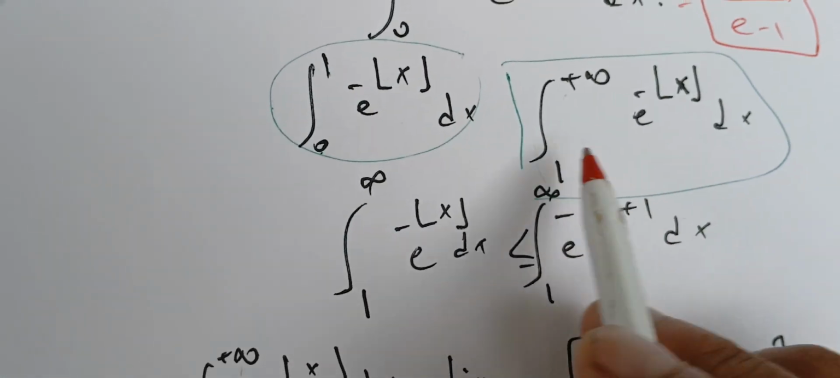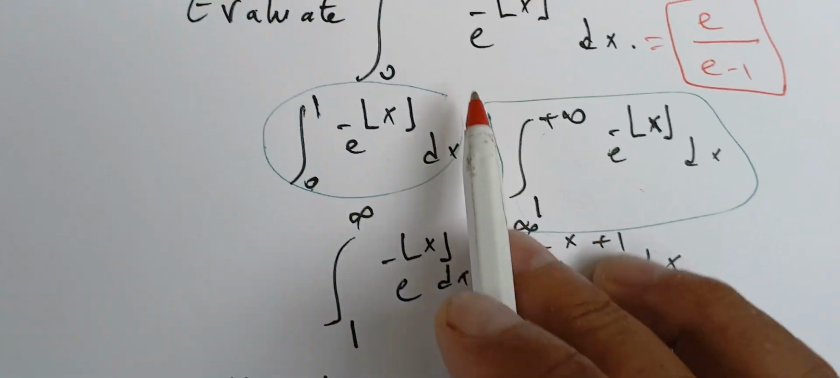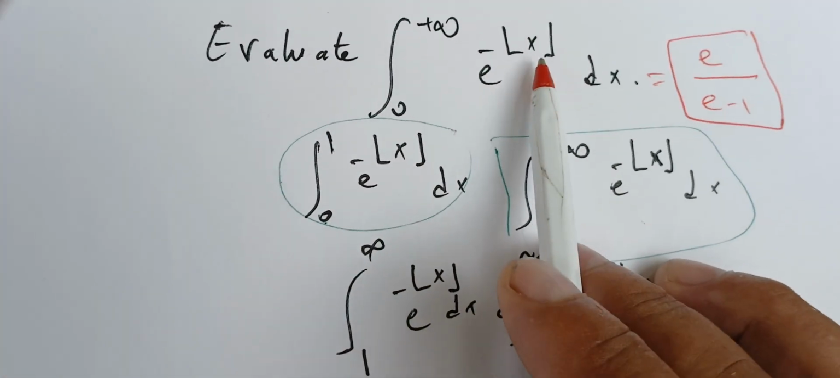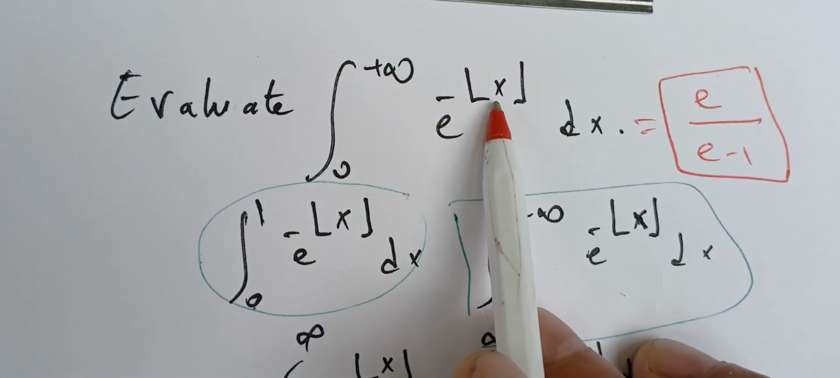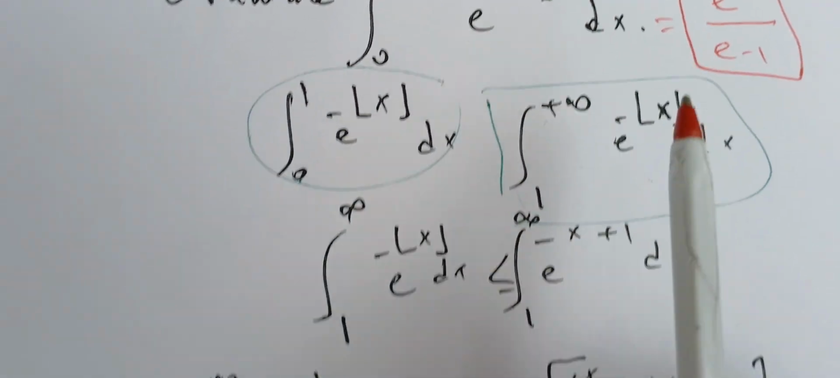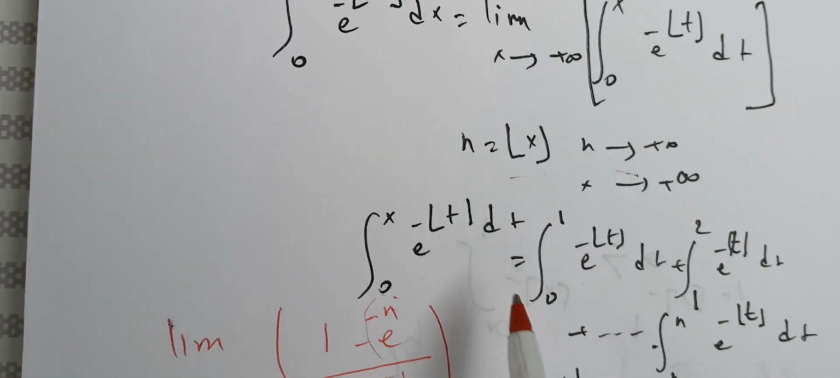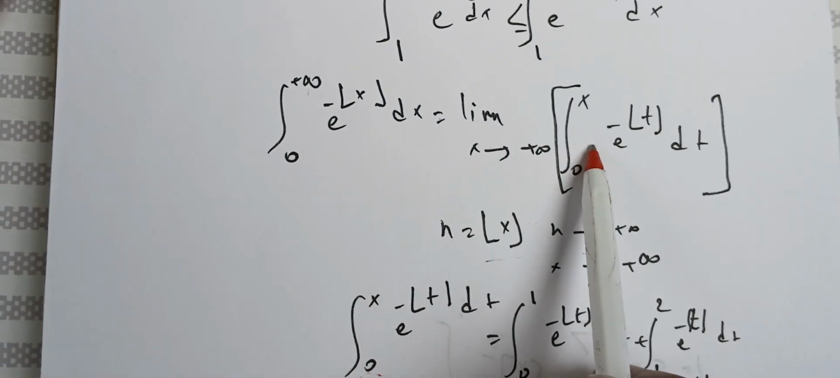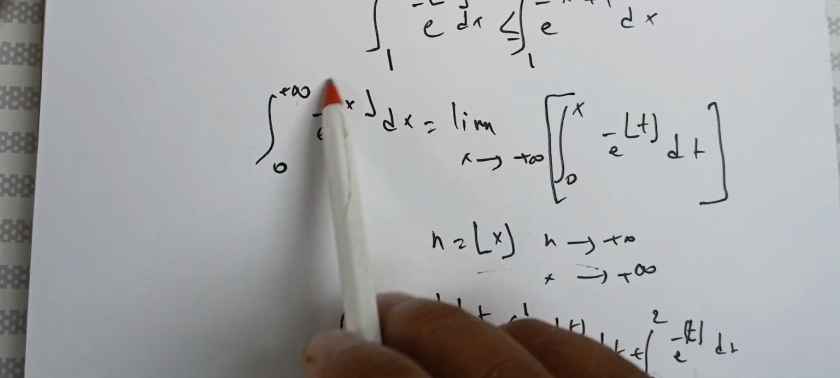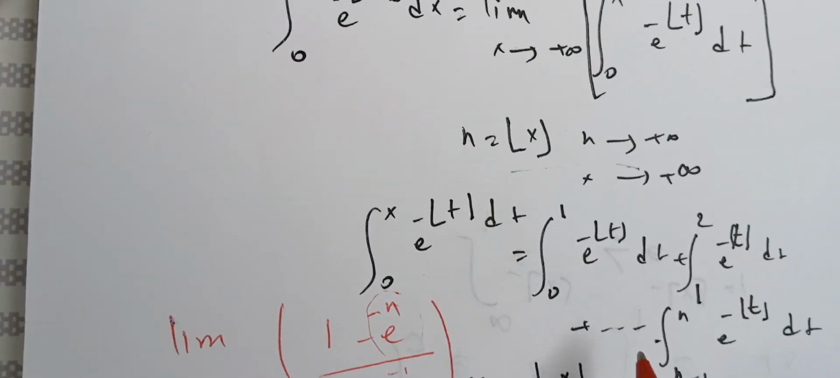The key idea is that we need to prove that this integral exists, and after that we use the properties of the floor function to decompose this integral after we have applied the definition of the limit of the improper integral. And this is the value.